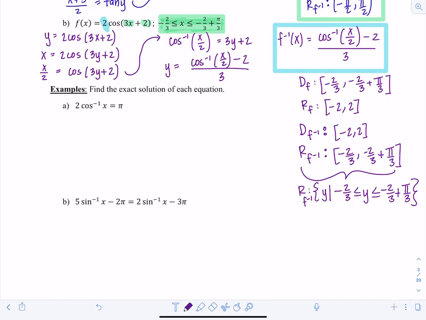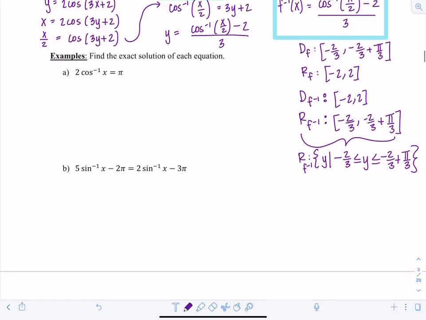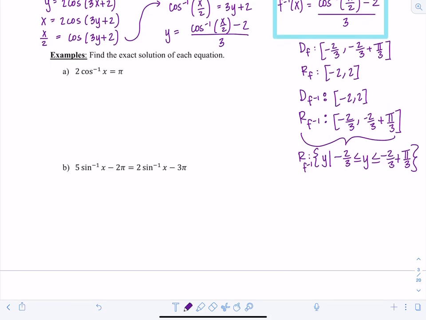Good, looks good. Now we're going to conclude the section with a couple examples here, solving equations. So find the exact solution of each equation. Notice the inverse is already there, which means we're going to give our answers restricted to the range of the inverse. Okay, so I'm going to isolate cosine inverse of x equals pi over 2.